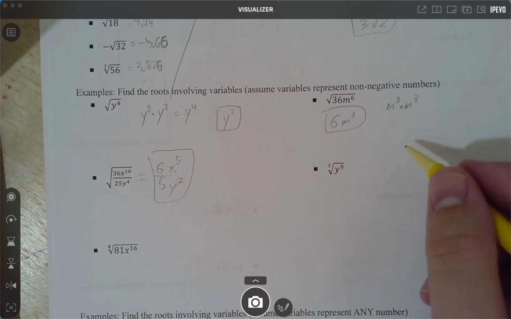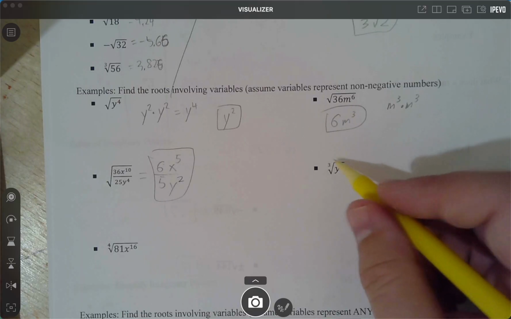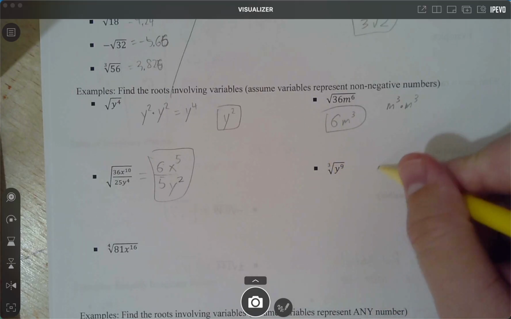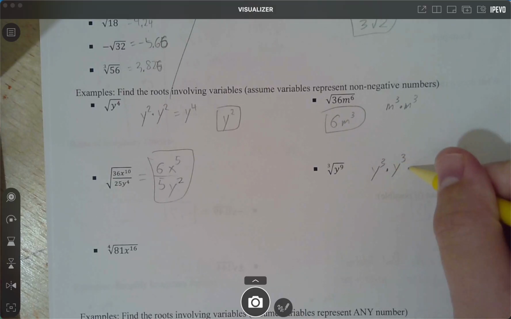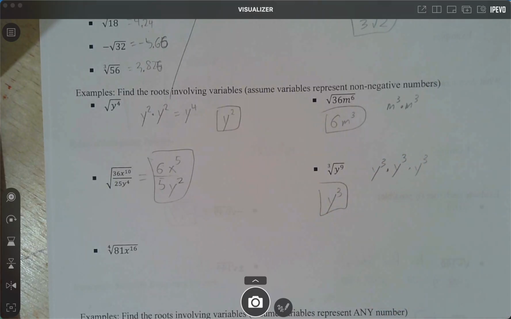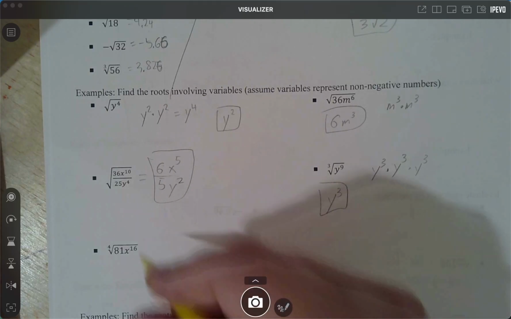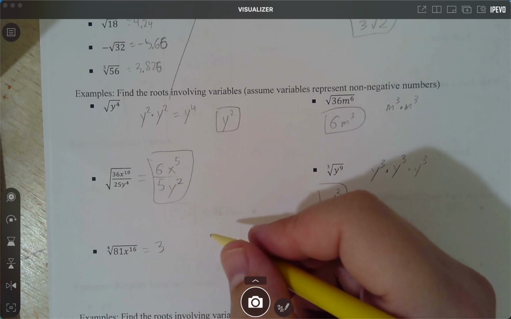All right. Now, this next one is a little bit different, but it's what number can multiply to itself 3 times to get me y to the 9th. And that's going to be y cubed, y cubed, y cubed. That's what I need, so my answer is y cubed, because those multiplied to themselves will add 3 plus 3 plus 3 and get me 9. Last but not least, let's go through this one. This one's going to be 3, because that's the 4th root of 81.